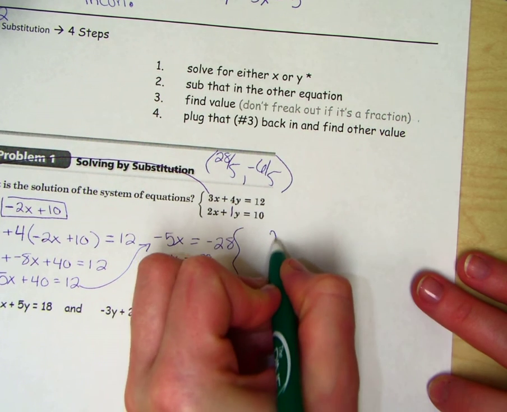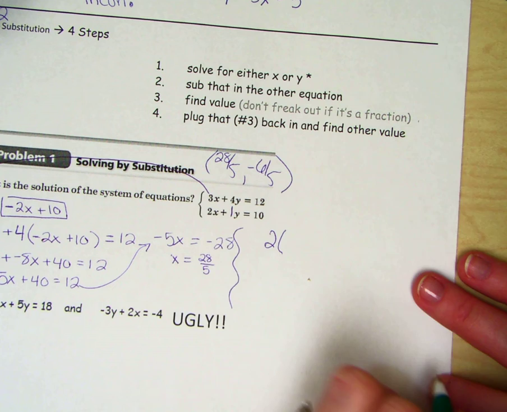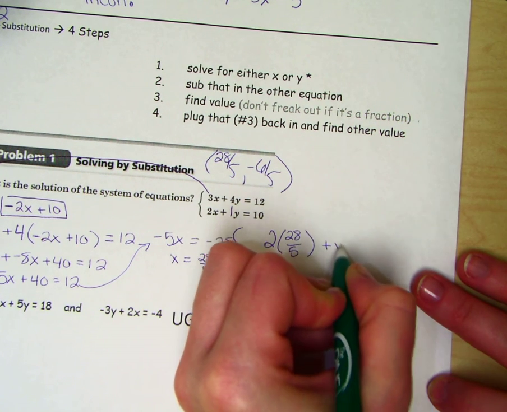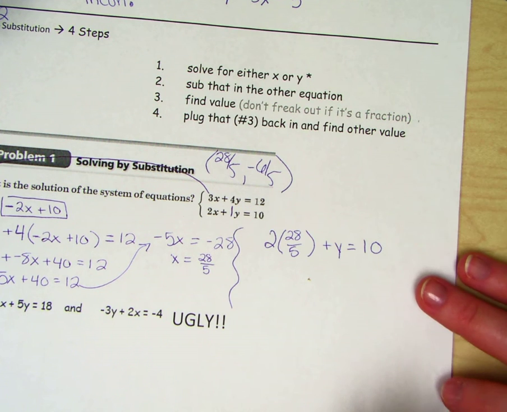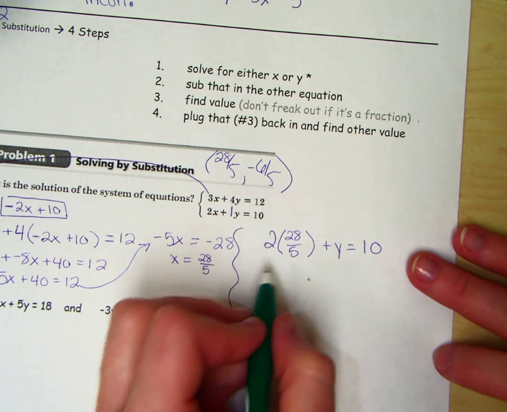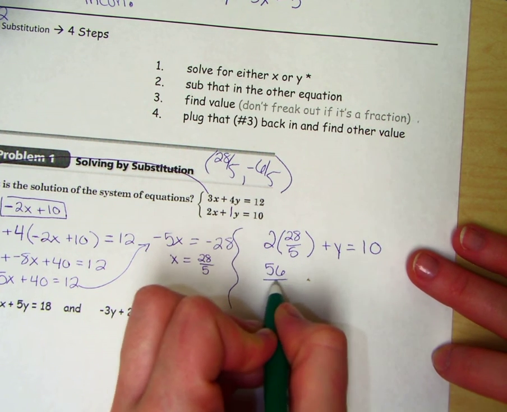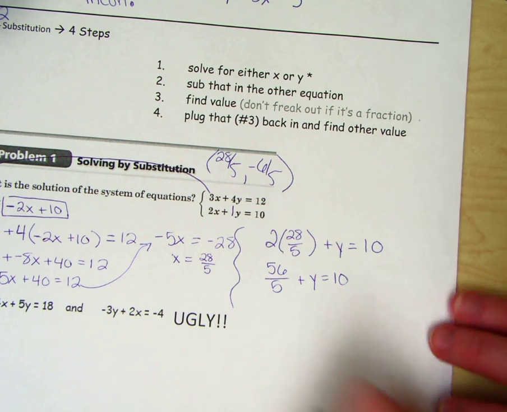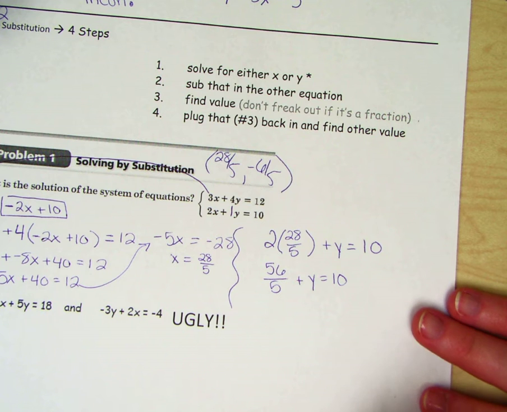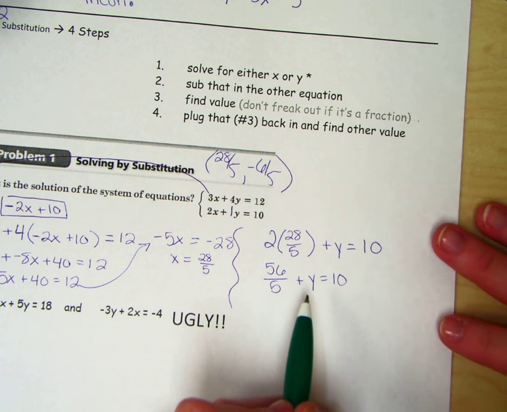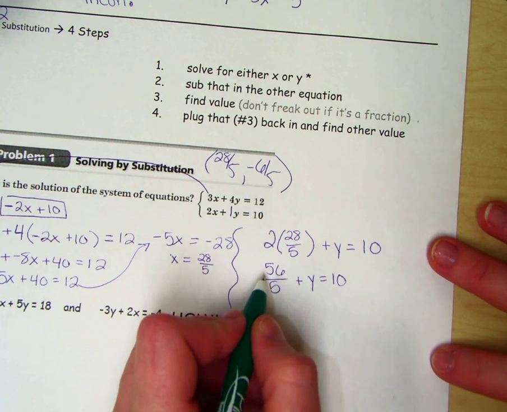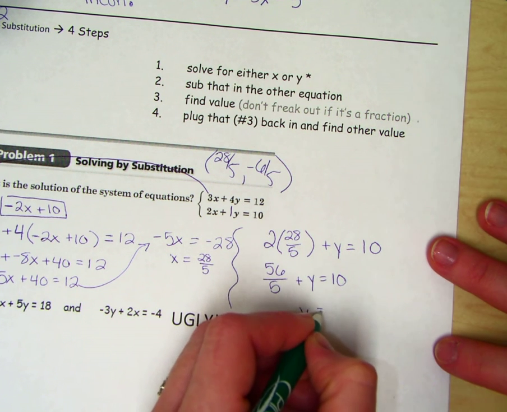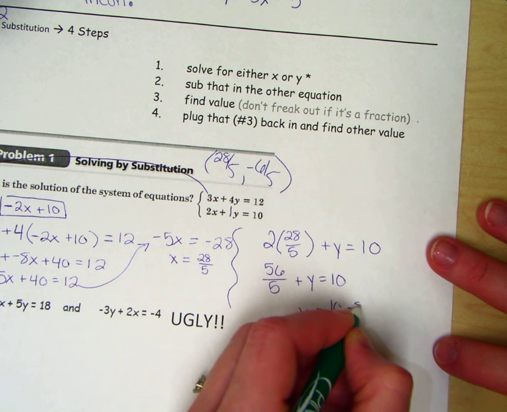So I'm going to do 2 times the x value I got, which is 28 over 5, plus y equals 10. Multiply that through to get 56 over 5 plus y equals 10. And here is where you need to be able to use your fraction skills. You're going to subtract 56 over 5 from 10. So you're going to get y equals 10 minus 56 over 5.